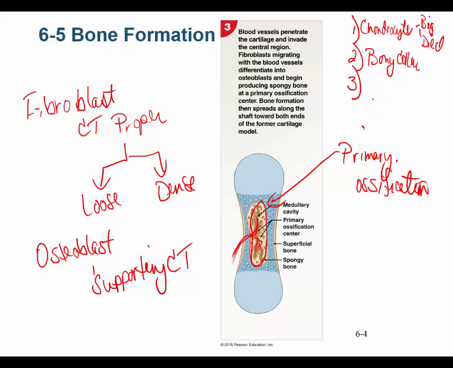What happened in step 3? I have a perforating artery. That means it perforated the bony collar. I have a perforating artery, and osteoblasts laid down bone in the primary ossification center. Okay, that's what happened so far.